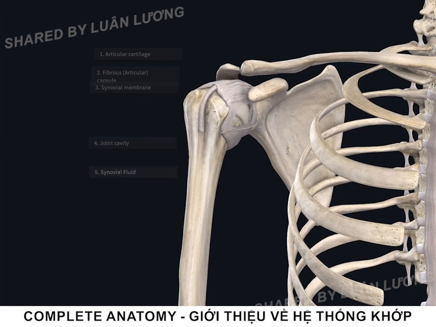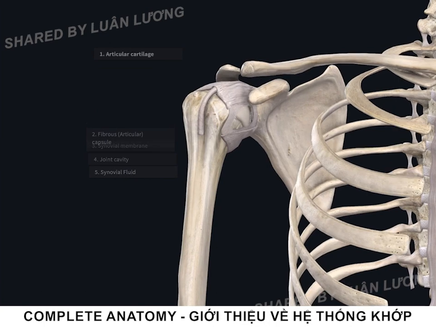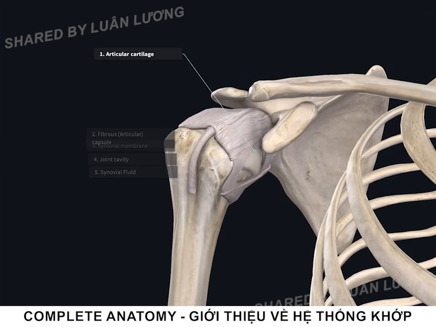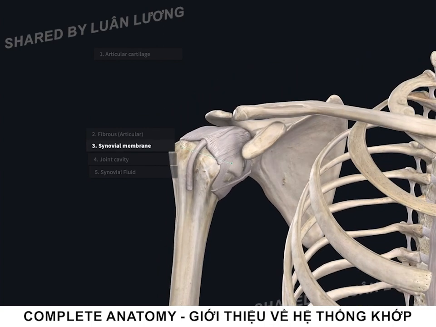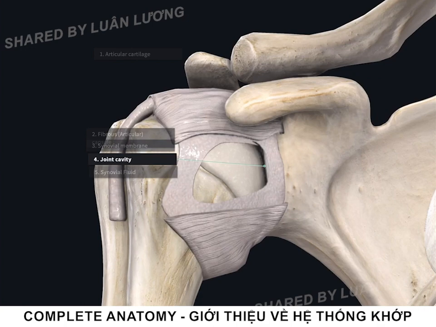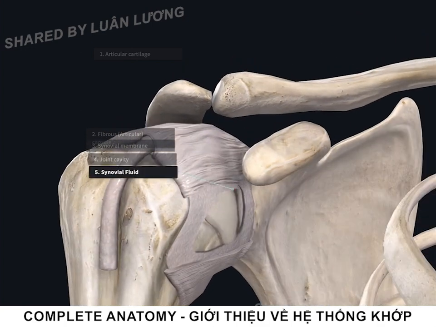So remember that there are these 5 different components. First, there is the presence of the articular cartilage. Second, the fibrous or articular capsule. Third, the synovial membrane itself. Fourth, the joint cavity. And finally, the synovial fluid within that joint cavity space.